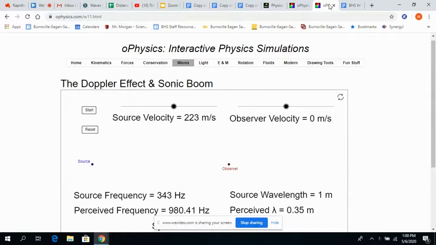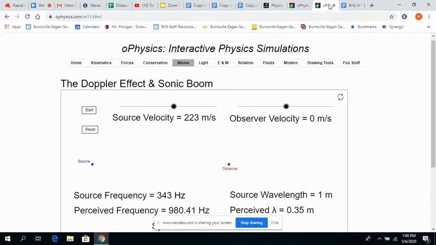You've probably heard it, and you are certainly aware of the application of the Doppler effect when it comes to predicting the weather. Have you ever heard of Doppler weather radar? They're using the Doppler effect to make predictions about how storms are moving, how fast they're moving, which direction they're moving. And you can certainly do your own research to find out more about that.